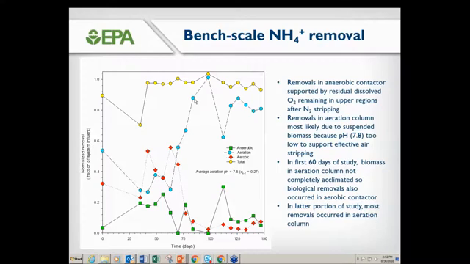During the second half of the study, almost all of the ammonia removal occurred in the aeration column, and lower amounts of ammonia were removed in the aerobic contactor. Given that our pH was between 7 and 8, which is a couple of orders of magnitude too low to support any effective air stripping, we attributed the results in the aeration column to the establishment of a culture of suspended microorganisms in the column, which were very effectively removing dissolved ammonia.